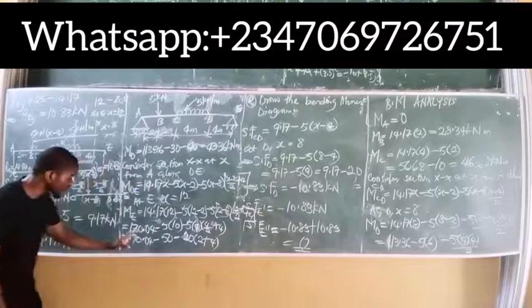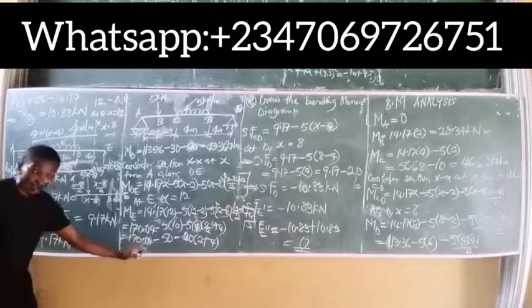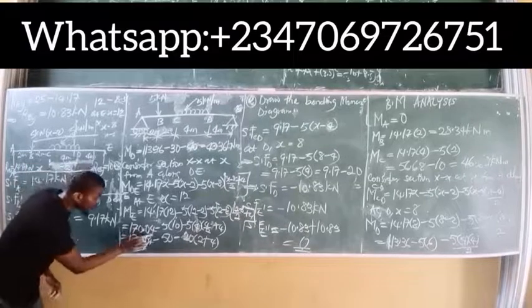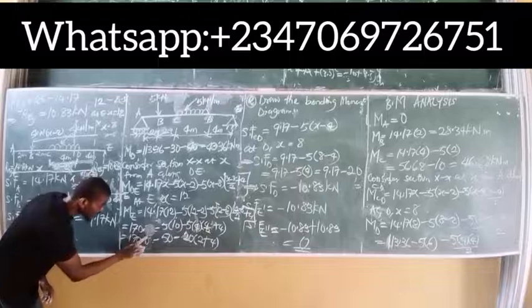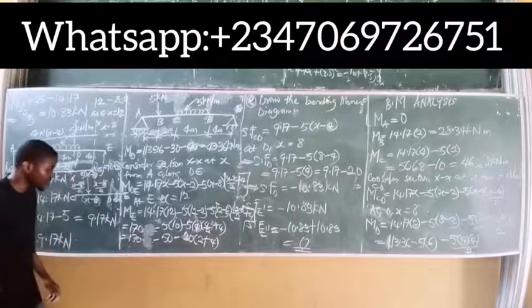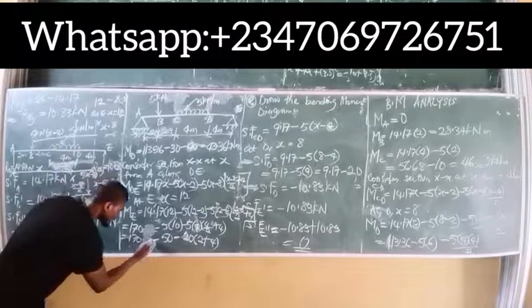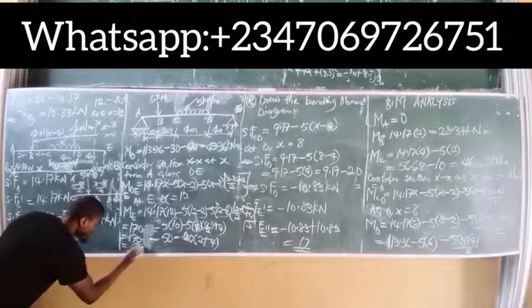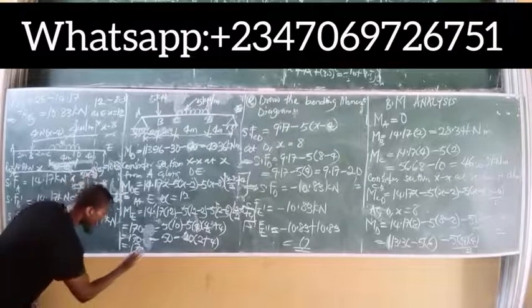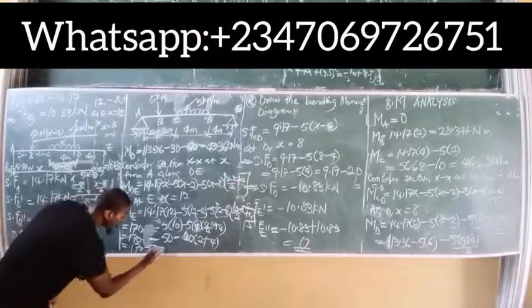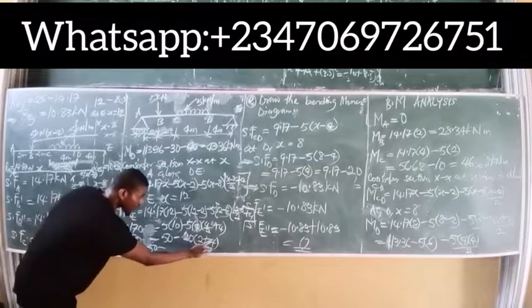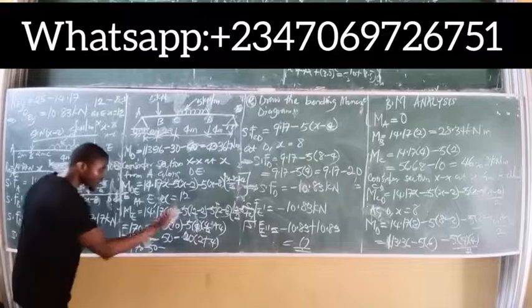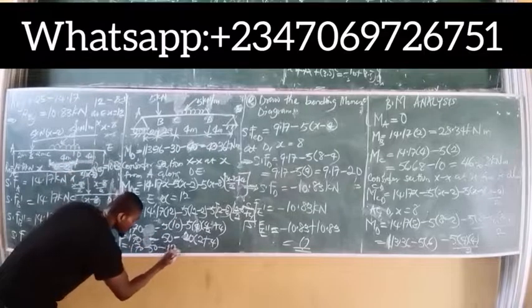At this point, this is 170.04, right? You can simply call this 170. You don't need to put the 04. Keep it as 170. This is now 170 minus 50 minus, 2 plus 4 here is 6, 6 times 20 is 120.